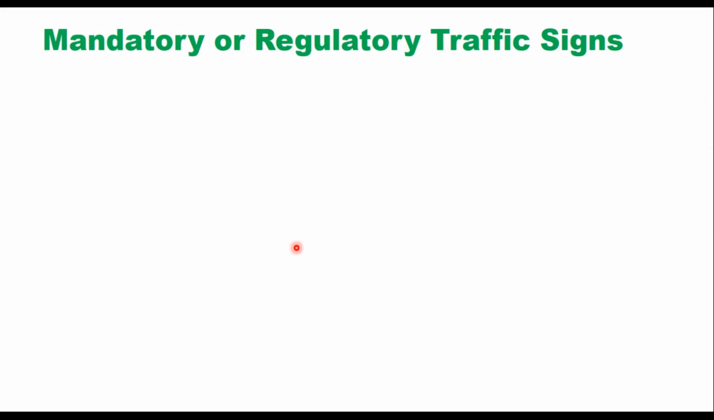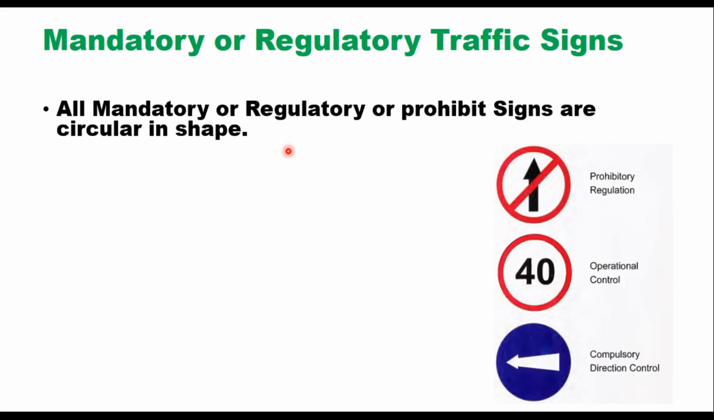The first category of the traffic signs is mandatory or regulatory traffic signs. These signs indicate the prohibition upon certain kinds of maneuvers or sometimes vehicle types also. These are used to inform road users of certain rules and regulations to improve safety and free flow of traffic. This information can be given either through words, numbers, or even through color and shape of the sign. All mandatory signs are circular in shape, and they can be either of prohibitory nature like this, they can be control nature, or they can be of compulsory direction control nature.